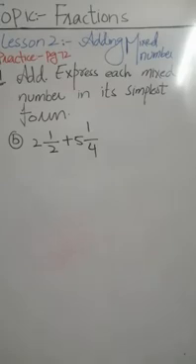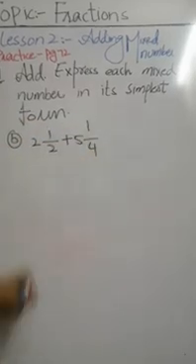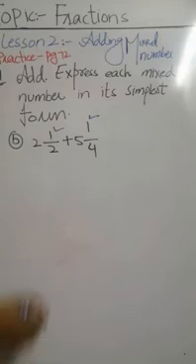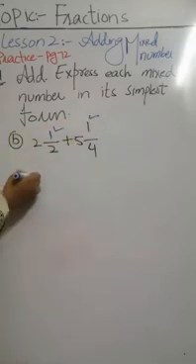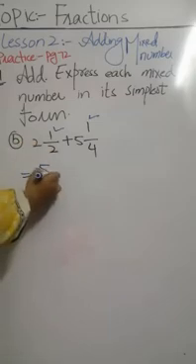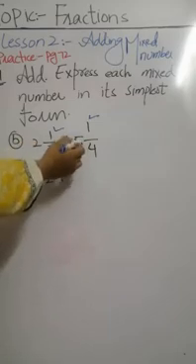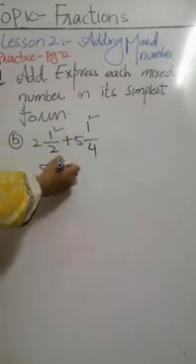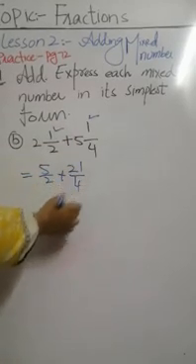Now we have part B: 2 whole 1 by 2 plus 5 whole 1 by 4. We have these two mixed numbers. First of all, we have to convert these mixed numbers into improper fractions. 2 times 2 plus 1, 5 by 2, plus 5 times 4 plus 1, 21 by 4.